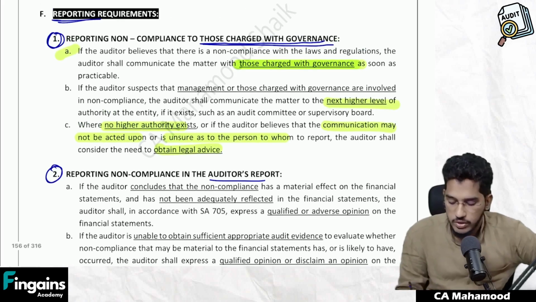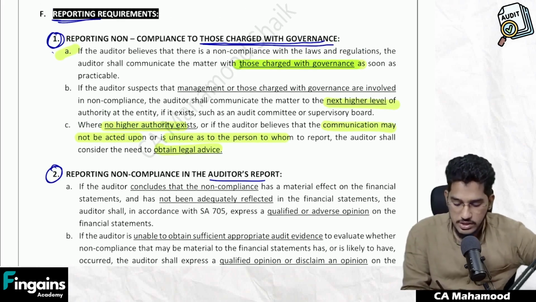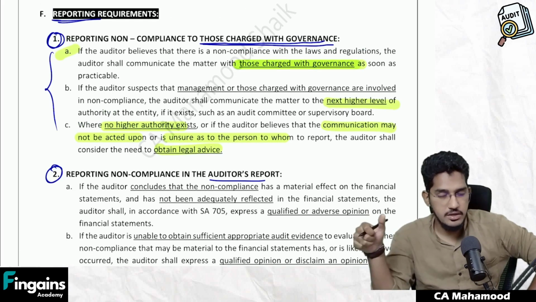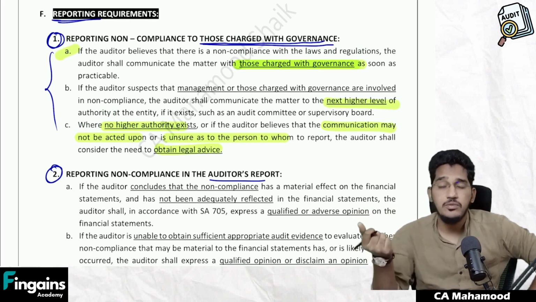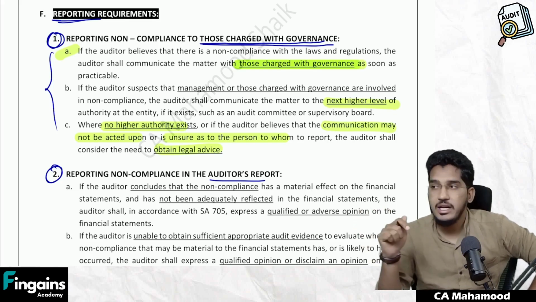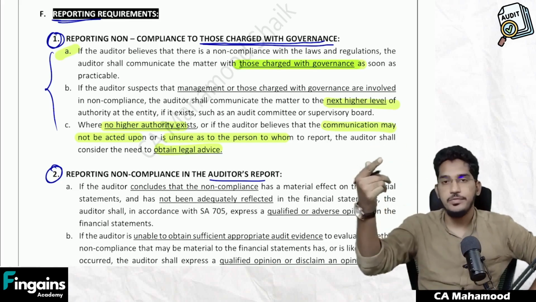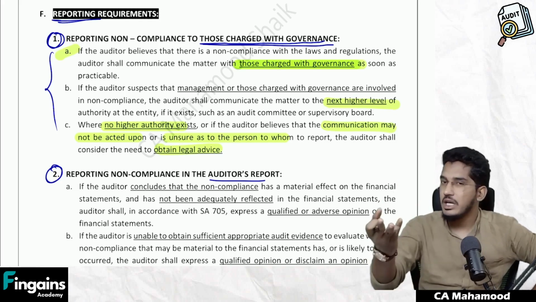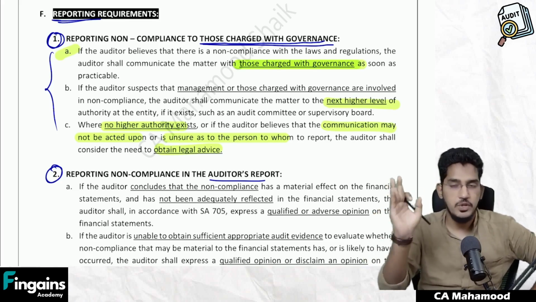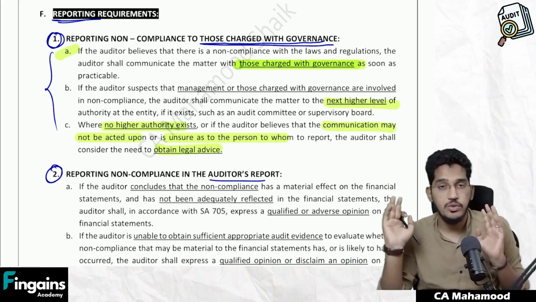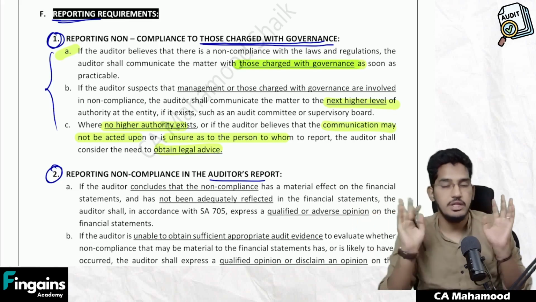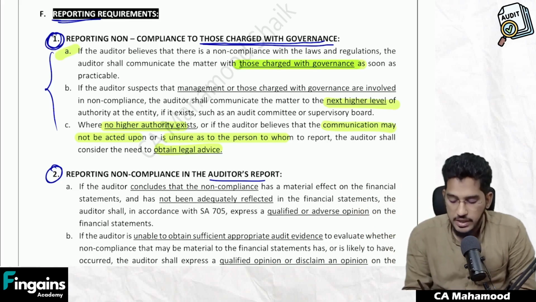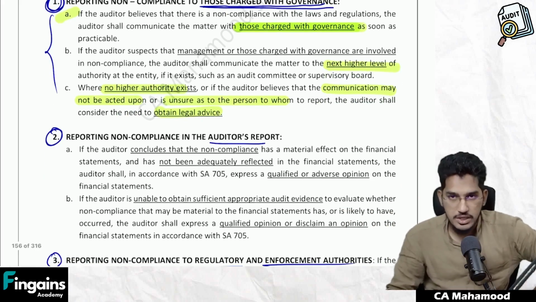So these are the reporting requirements of non-compliances with those charged with governance. Three simple steps, guys. If you find any non-compliance, go and report it to those charged with governance. Sir, if the top level management themselves are involved in non-compliance, then what should I do? Find out whether any next higher level of authority is there. Sir, no such higher authority is there, or I believe that even if I communicate with that higher level of authority, no action will be taken, or I am myself confused as to whom to report. Now what you should do is go and consult a lawyer. He will give you advice; follow that advice. Clear? So this is the first reporting requirement, reporting non-compliance to those charged with governance.